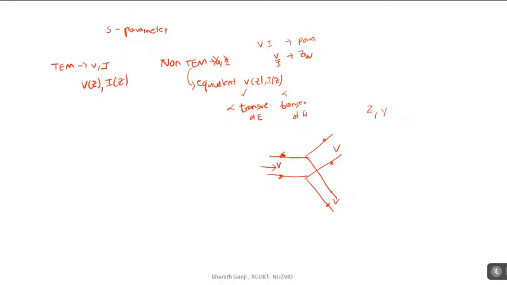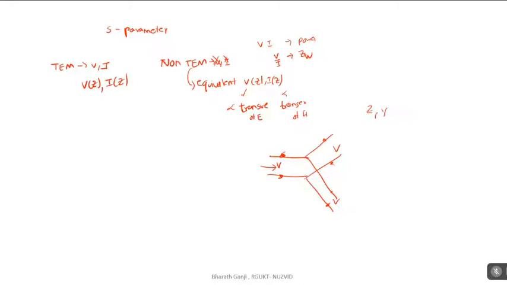This matrix kind of representation lends itself to the development of equivalent circuits of arbitrary networks, which will be quite useful when we discuss the behavior of passive components like couplers and filters and so on. That is why this representation is needed.